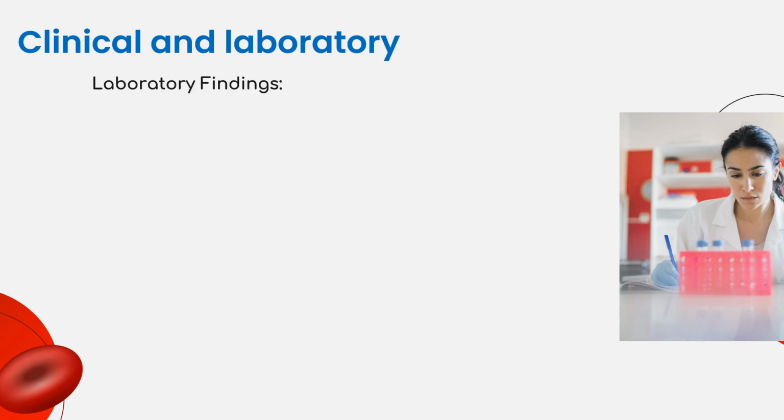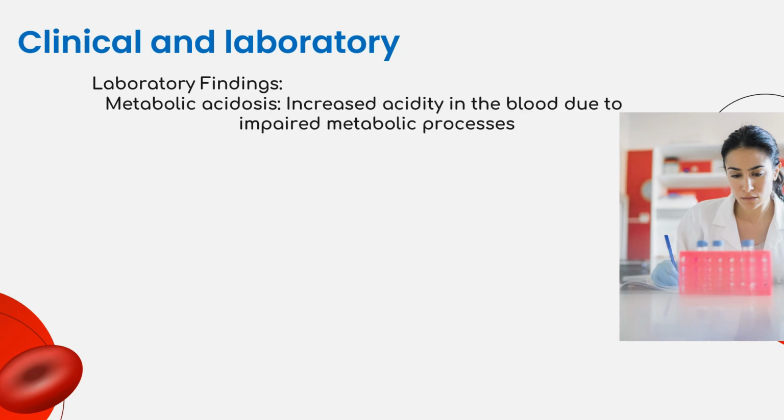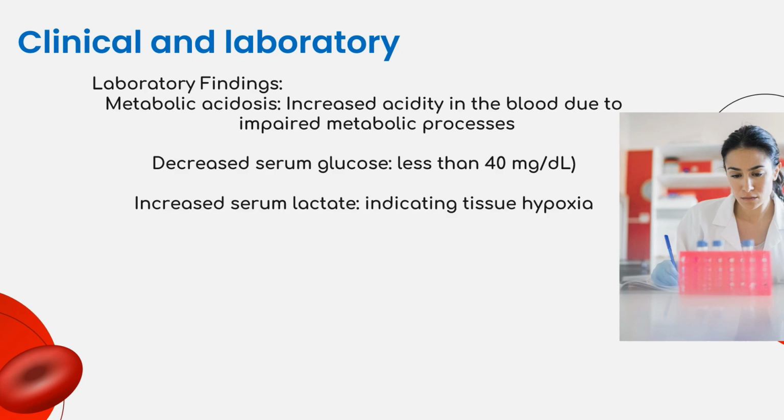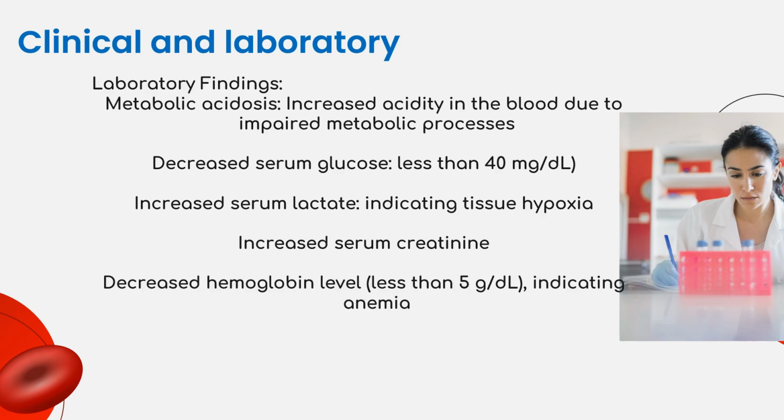Laboratory investigations provide valuable insights into the severity and complications of malaria. Metabolic acidosis, increased acidity in the blood due to impaired metabolic processes. Decreased serum glucose, less than 40 mg per deciliter. Increased serum lactate, indicating tissue hypoxia. Increased serum creatinine. Decreased hemoglobin level of less than 5 grams per deciliter indicating anemia, hemoglobinuria, hyperparasitemia.